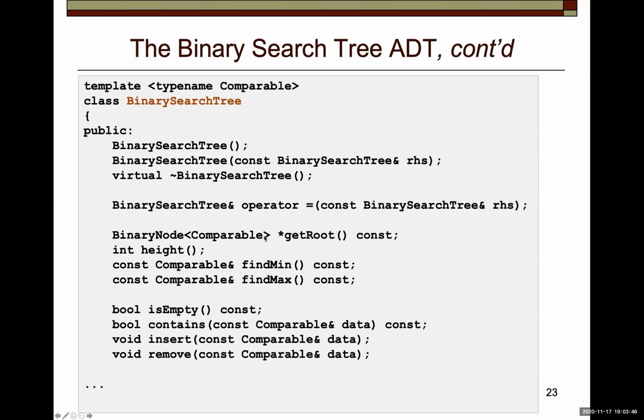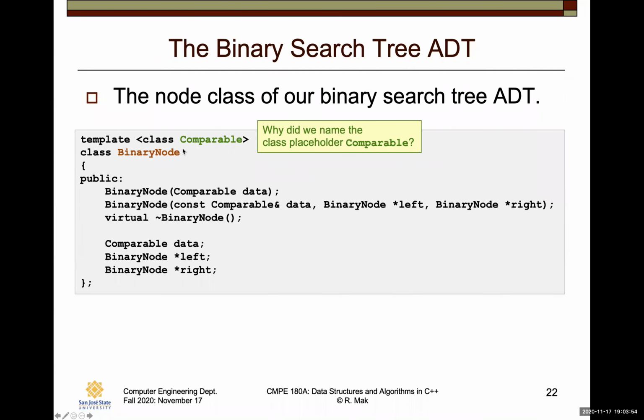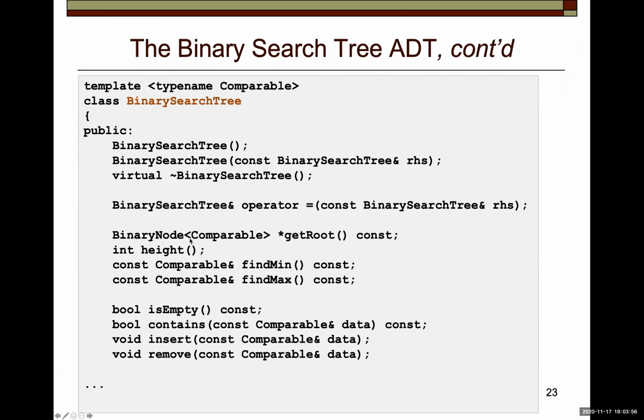Here I'm getting the root of the tree. And of course, the root itself is a binary node, and binary node was a template class, so we have to then specify what the class of the data is. And here it's going to be comparable. Again, it's the placeholder.